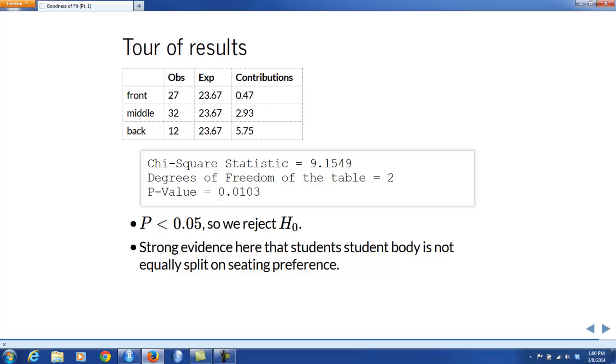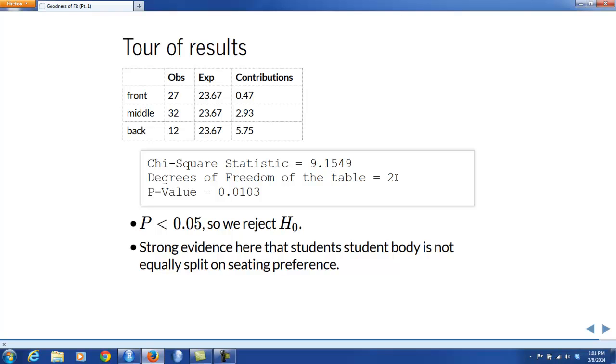We get the observed counts for people in the survey who preferred the front, the middle, and the back. If in the population the 3 proportions are each 1/3, then you would expect about 1/3 of the 71 students to express a preference for each of these 3 possible positions. 1/3 of 71 is 23.67, and that's why each of these expected counts is 23.67. Working with the observed and expected counts, you can compute the contributions to the chi-square statistic. The chi-square statistic turns out to be about 9.15.